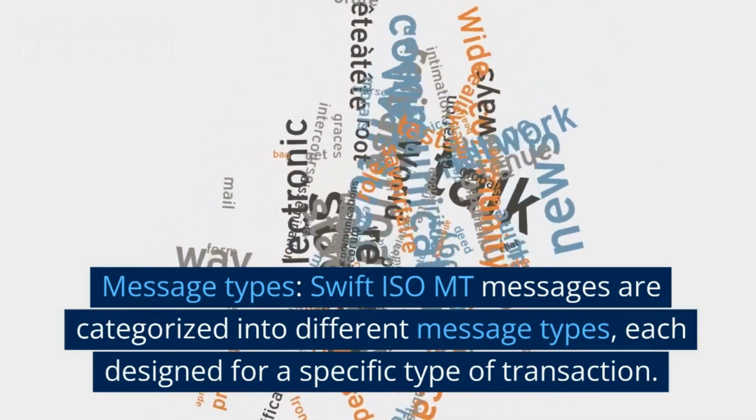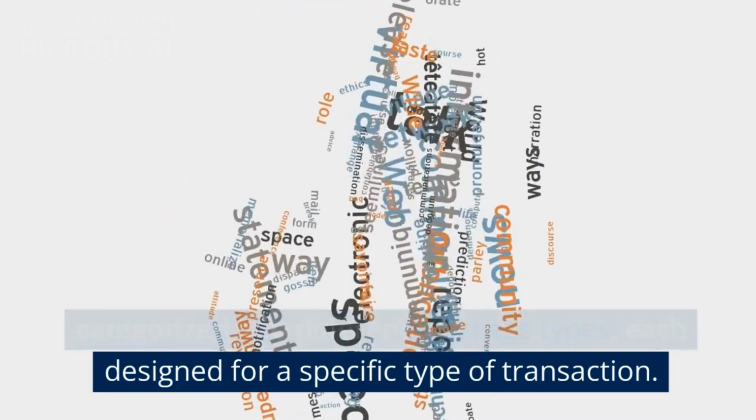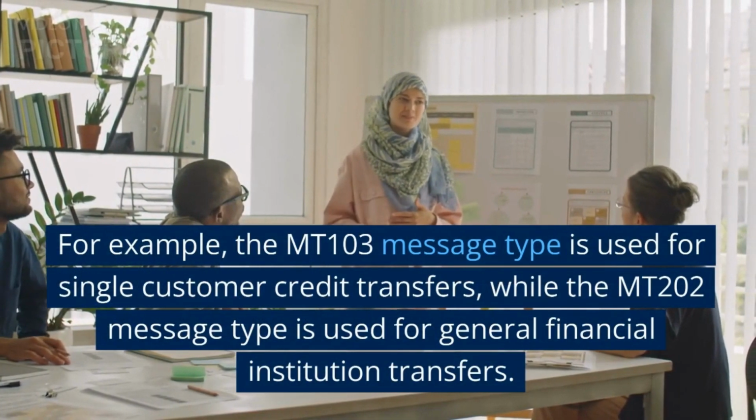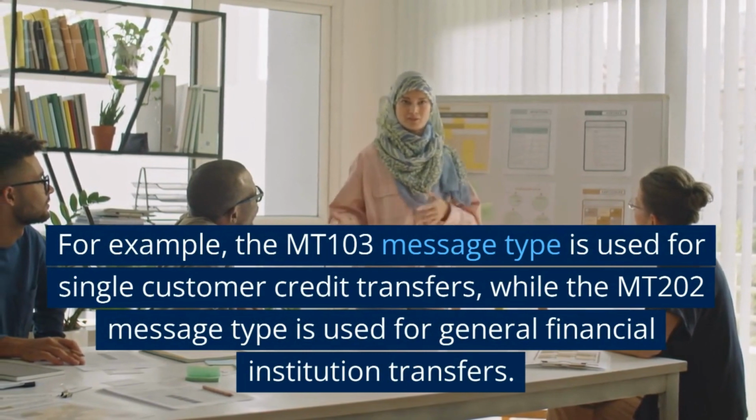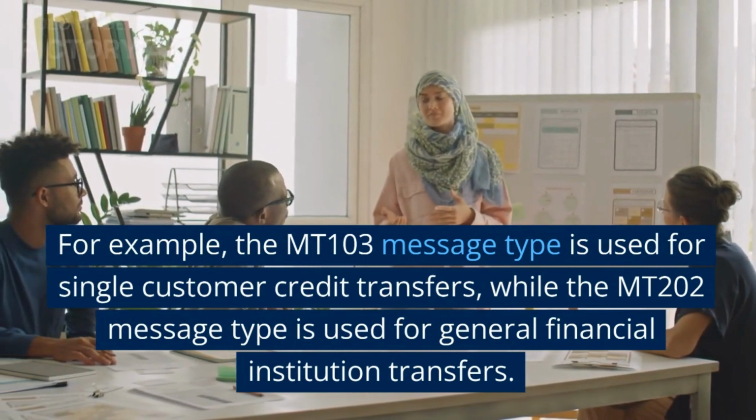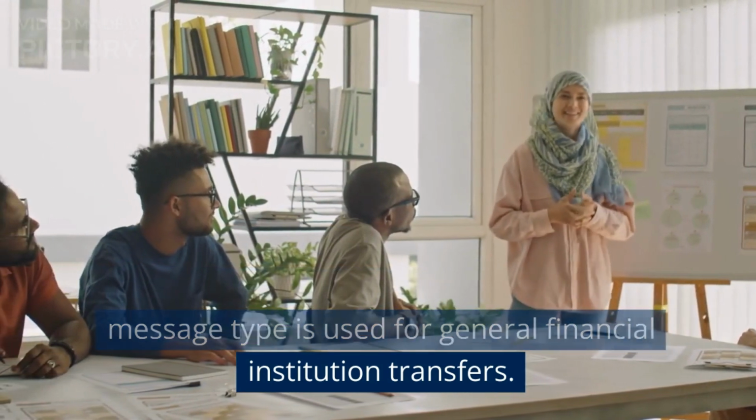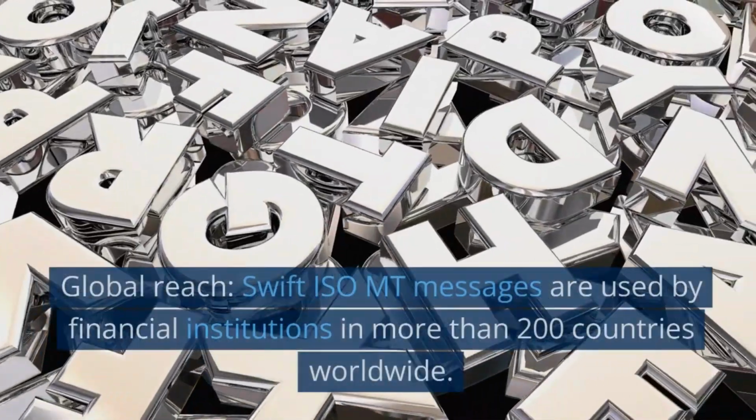Global reach: SWIFT ISO MT messages are used by financial institutions in more than 200 countries worldwide. This means that they are an essential part of the global financial infrastructure and are used for a wide range of transactions, including cross-border payments and securities trading.